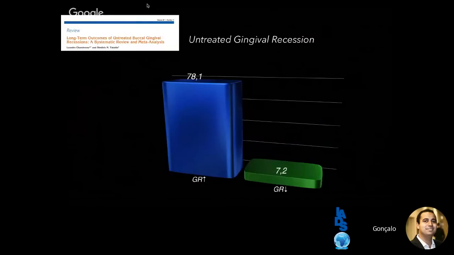So if we take a look at the evidence in the literature, if you look at this study, which is a very good study, a systematic review and meta-analysis by Dr. Chambron and Tatakis, and if you take a look at these charts, their conclusion was that if you don't treat gingival recessions, there's a high risk of further progression. They found that in almost 80% of the cases, there was further progression of the gingival recessions.